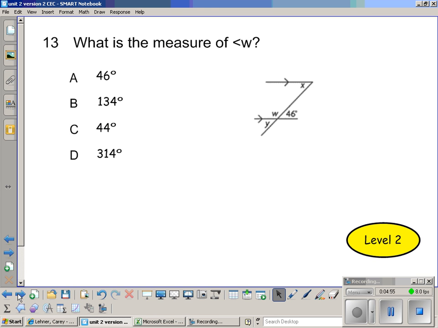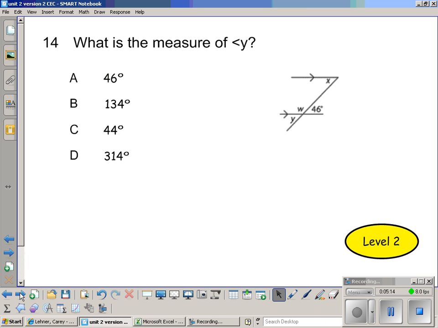What is the measure of angle W? Angle W and the measure of 46 degrees form a straight line, so they are supplementary. So therefore you go 180 subtract 46 and you get 134, which is B. What is the measure of angle Y? Angle Y is vertically opposite to the 46 degrees, and vertically opposite angles are the same, so the answer is A, 46 degrees.